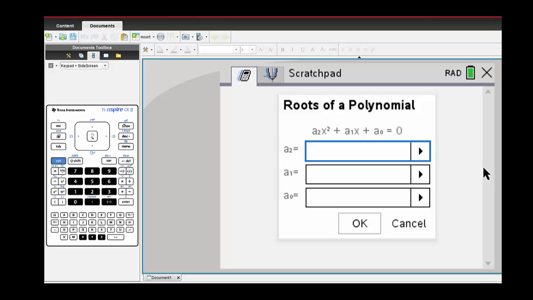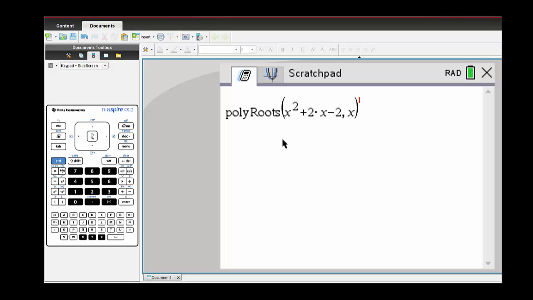So let's say we got x squared plus 2x minus 2. The number that goes in the top box is the value in front of the x squared. So in this case, it's going to be a 1. The next box is the value in front of the x, so I'm going to say 2. And then the last one is the constant, the number that's on its own, and I'm going to say minus 2. Click OK, and it comes up here, and then you can double check here that your quadratic is what it needs to look like, and then just press enter.